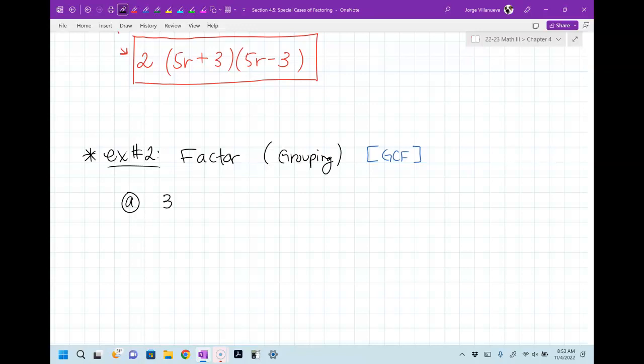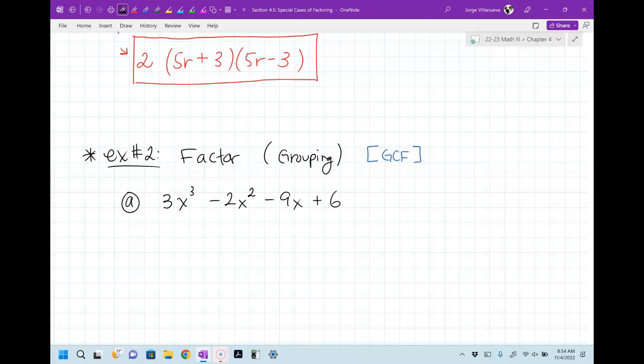So let me write down the first one here. 3x cubed minus 2x squared minus 9x plus 6. I was just looking right now and I'm like, oh, these are all minuses. So that's okay. So you're going to have 4 terms. That's your big clue that you have grouping to do.